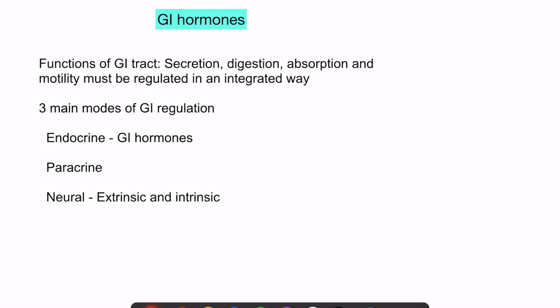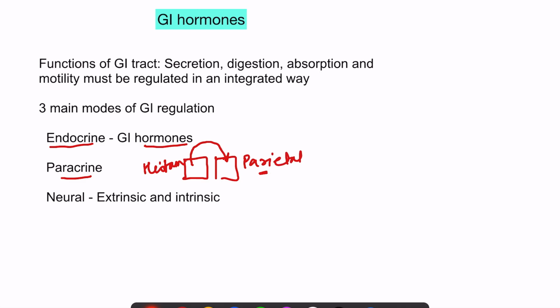For the regulation of GI function, three aspects are there. Endocrine regulation, in which GI hormones are released into the circulation. Paracrine regulation, in which the hormones or these chemicals are released from nearby cells and they act on the cells which are just nearby. For example, the release of histamine, which acts on the parietal cells. This we have already seen in the video on gastric acid regulation.